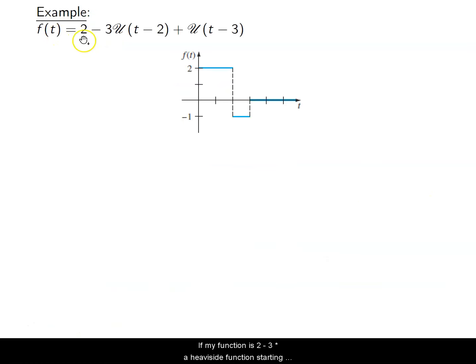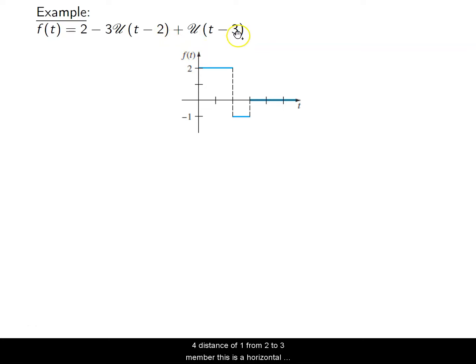If my function is 2 minus 3 times the Heaviside function starting at 2 plus the Heaviside function starting at 3, what this means is I'm 2 until I reach an input value of 2. Then I need to subtract 3 from the value I'm currently at. So I'm at 2, I'm going to subtract from there. That will get me to -1, and that will then run for a distance of 1.